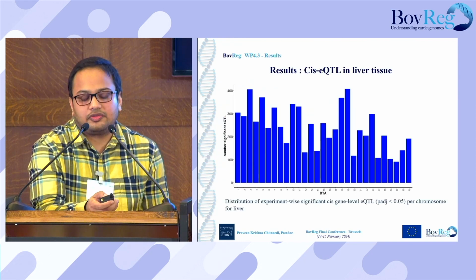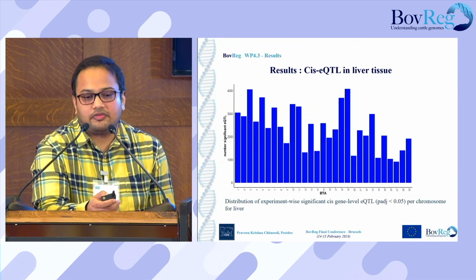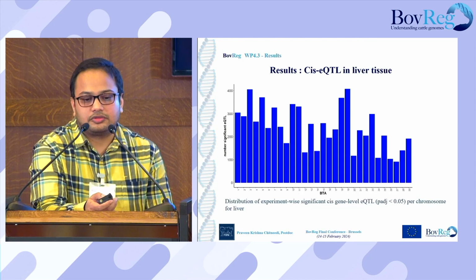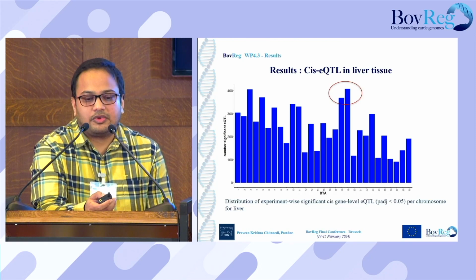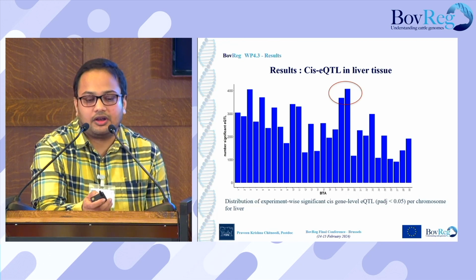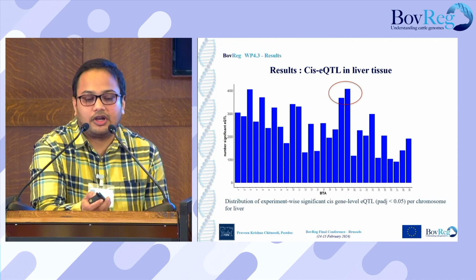So here is an overview of the results for the cis-eQTL in the liver tissue. One interesting fact is that we found a significantly higher number of hits when we plotted this graph across autosomal genotypes in chromosomes 18 and 19 compared to chromosomes 1 and 2.